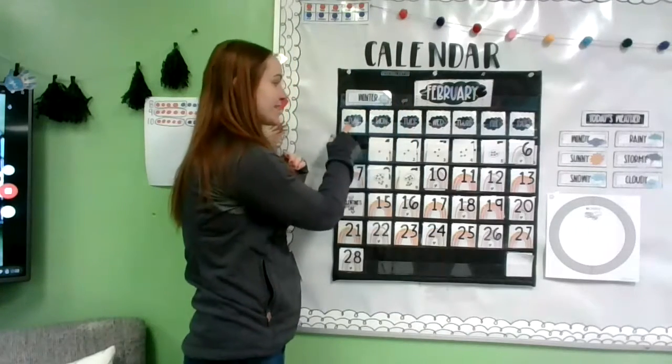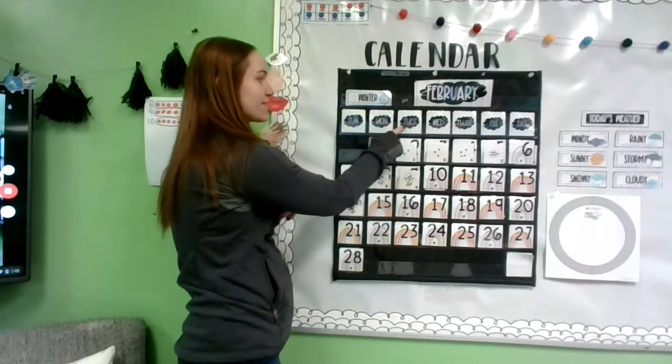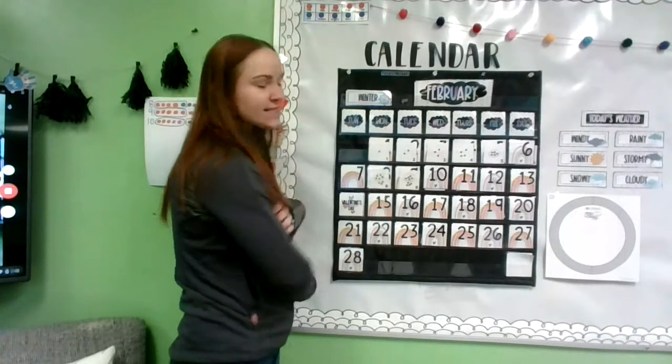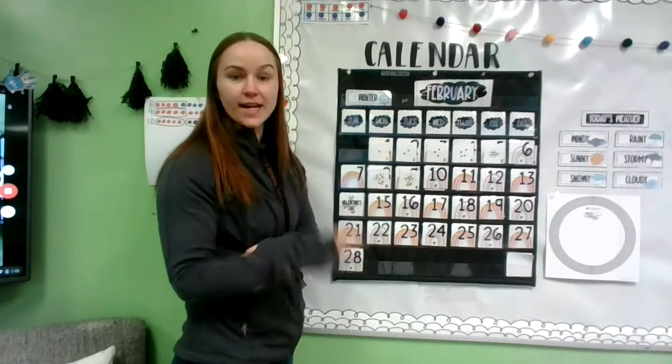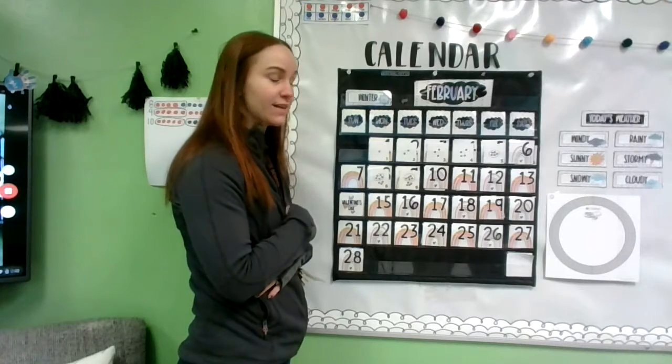All right, friends, start over to figure it out. Ready? There's Sunday and there's Monday. There's Tuesday and there's Wednesday. Today is Wednesday in February. Count with me to see how many days we've been in February. Ready?